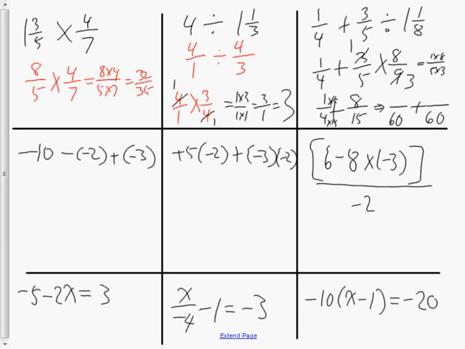To create the equivalent fraction, I get 15/60. Multiply this by 4 and this by 4, I get 32/60. So your answer will be 47/60. 47/60, which is lowest terms.